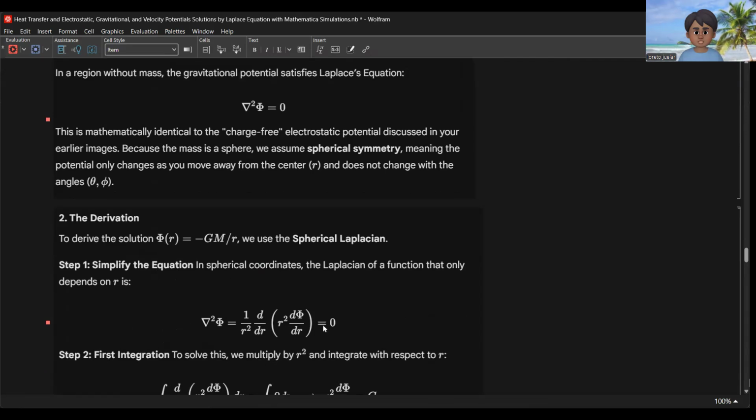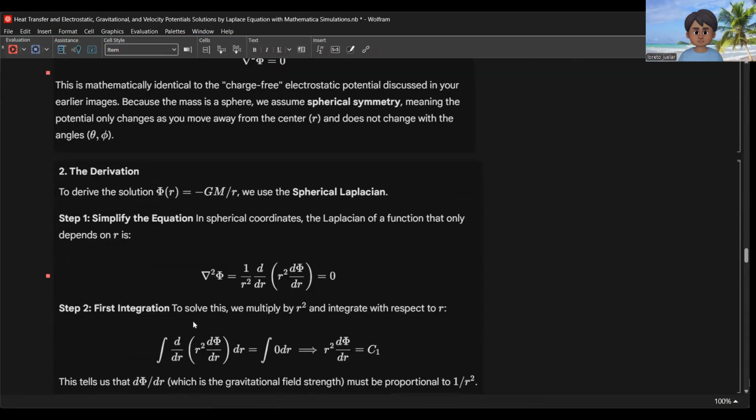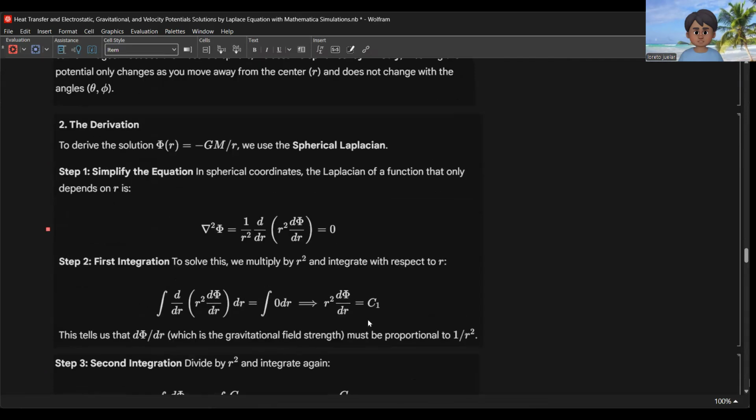So this is the equation that we derived before. Then first integrate to solve this. We multiply by R squared and integrate with respect to R. So we have R squared times the derivative of the potential with respect to R is equal to C sub 1.